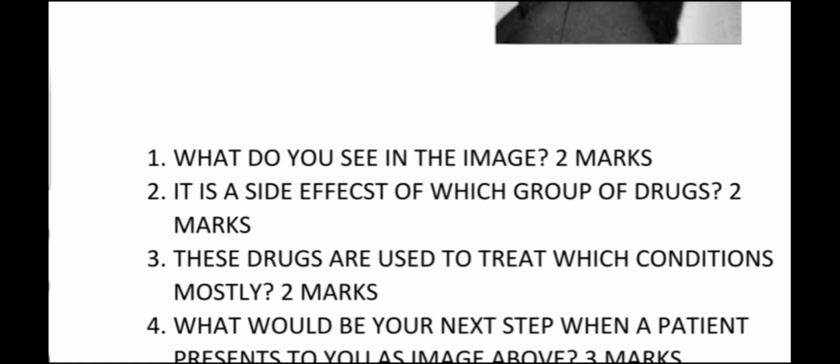Then we go to question 4. What would be your next step when a patient presents to you like the image above? What are you going to do when you see a patient like that? The first thing you have to do is assess the severity of the symptoms. You need to look at how severe they are, because it's going to guide what you're supposed to do next. Then, after assessing the severity, you can administer anticholinergic drugs such as benztropine and piperidine. These drugs are effective in treating extrapyramidal side effects.